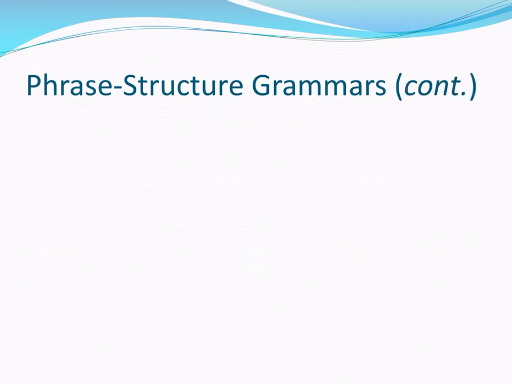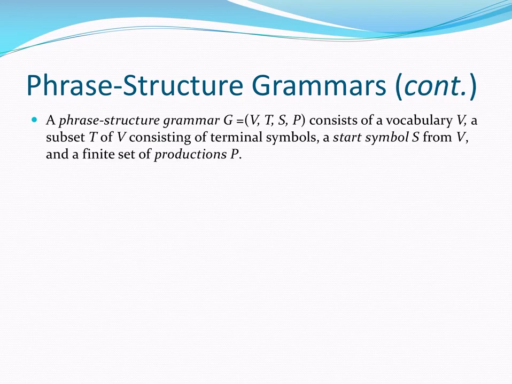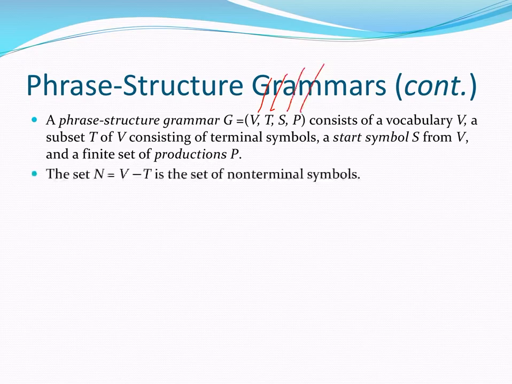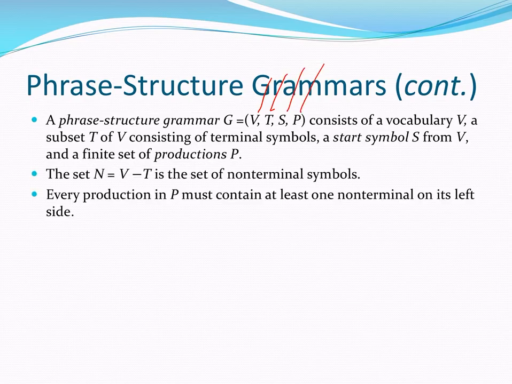All right, well, what is a phrase structure grammar? It is a four-tuple. It has a vocabulary, a set of terminal symbols, a start symbol, and all the production rules. If we want to characterize the non-terminal symbols, we'll just subtract T from V. Productions must have at least one non-terminal symbol on the left side, like the bold symbols from my last grammar.